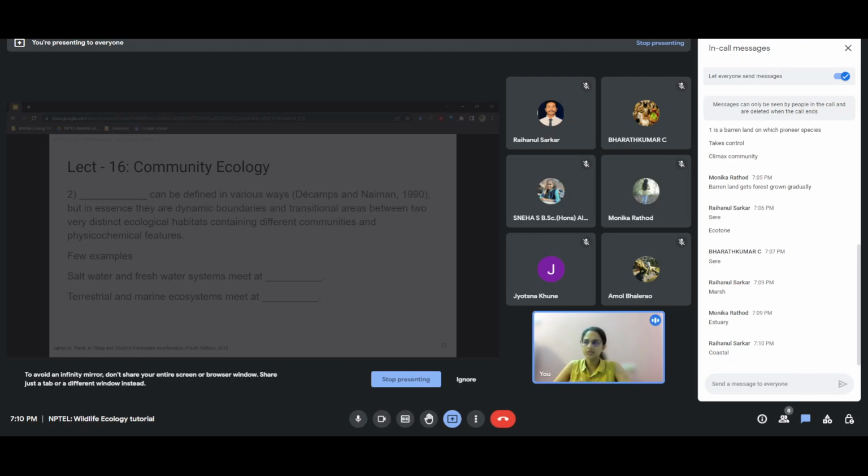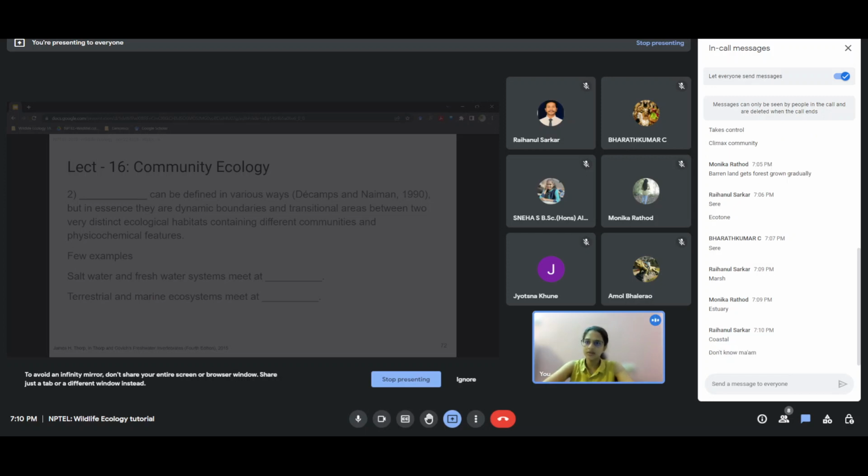So it is a coastal system, and these are also very sensitive to ecological changes and serve as very good indicators of the health of the environment. Okay, that's not a problem. Okay, I can give you a hint. The Sundarbans is famous for this system.